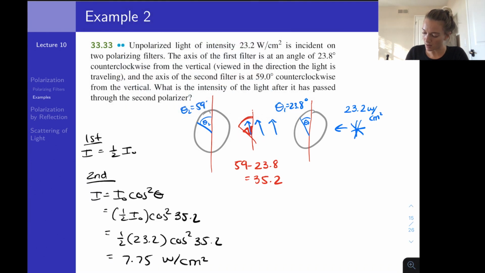Now here, even though the intensity was given to us in centimeters squared, we didn't need to change it, right? Because we're just looking for the final intensity. So our units, we didn't have to change anything there. So our final answer is in watts per centimeter squared, and that's it.